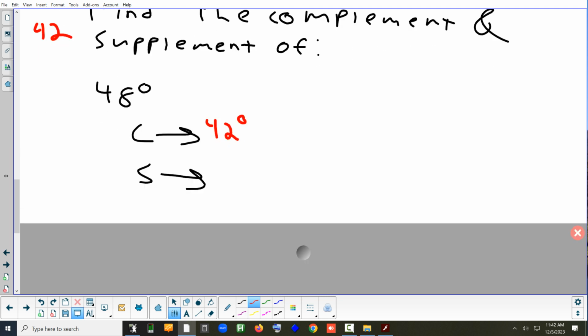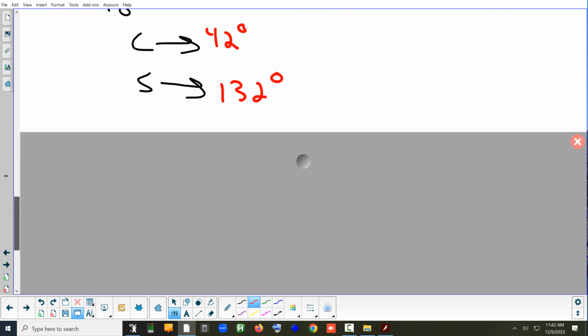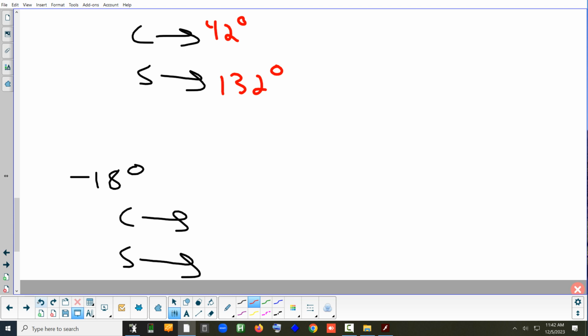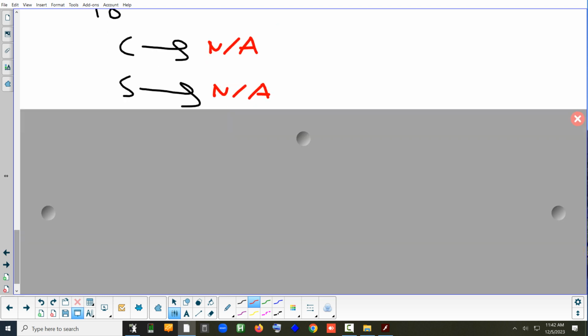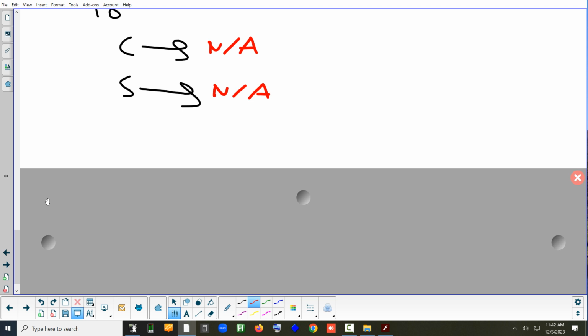What about the supplement? What's the supplement of 48 degrees? 132. Okay, how about negative 18? What's the complement? There isn't one. Doesn't apply. What's the supplement? There isn't one. No complement, no supplement. There are going to be lots of questions in the homework that are quick and simple like that. They're all very quick questions.